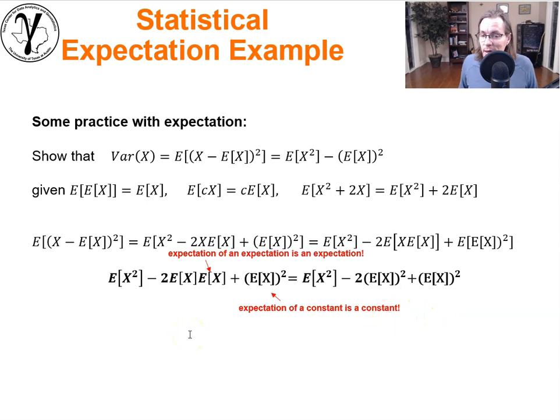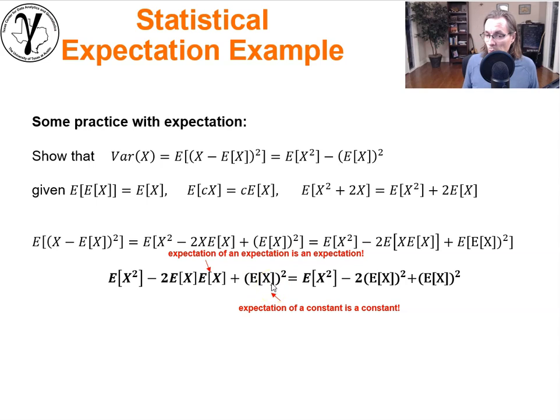Now what can we do? The first thing we should notice is that what we have here is the expectation of x times expectation of x, all within expectation. Now this expectation of x is already going to be a constant. So we can just pull that right out of this expectation, and so we get minus 2 times the expectation of x times the expectation of x. Now the same thing happens here. This expectation of x squared is effectively a constant also, and so the expectation of a constant is just equal to the constant, and so we can pull this term out right here too.